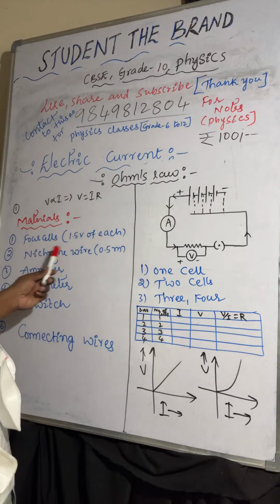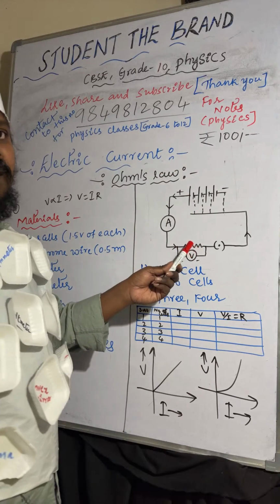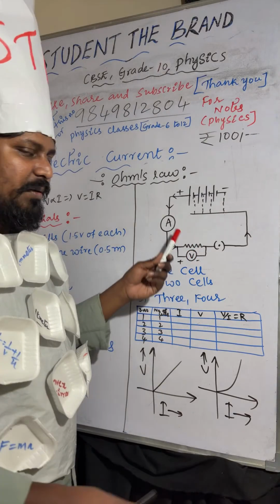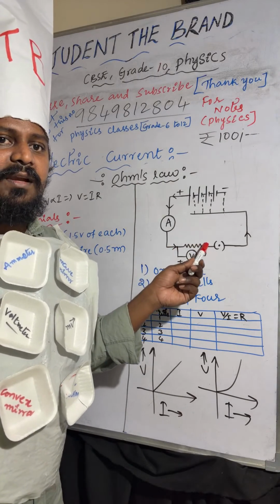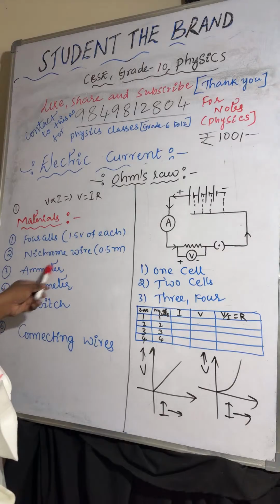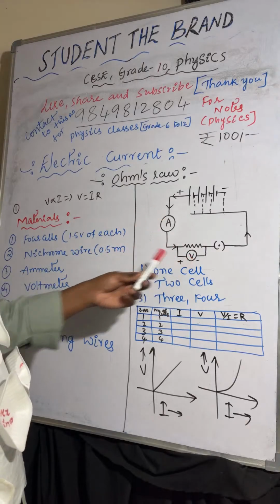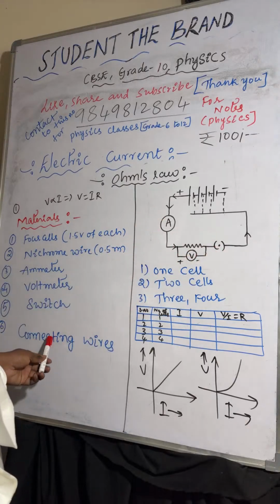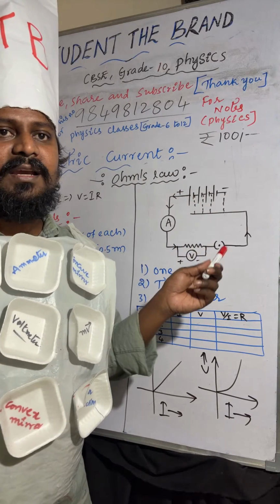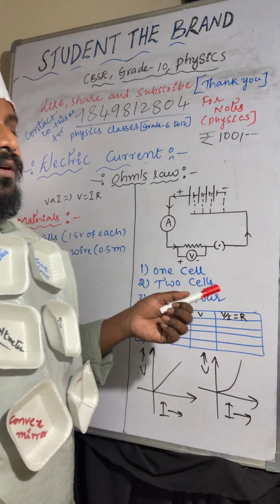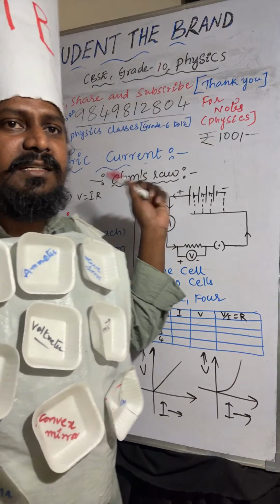And the next one, nichrome wire. So this is a nichrome wire. Nichrome wire of length 0.5 meter. Okay. And ammeter, voltmeter, switch, and connecting wires. So the remaining are connecting wires. Understood?